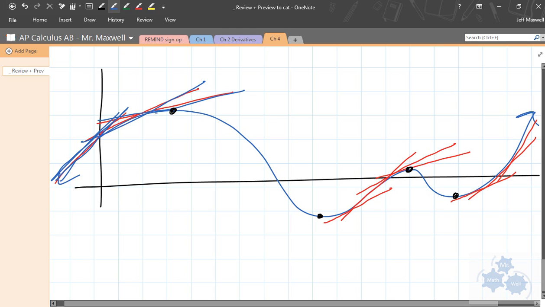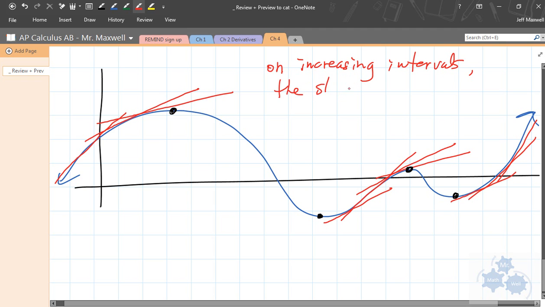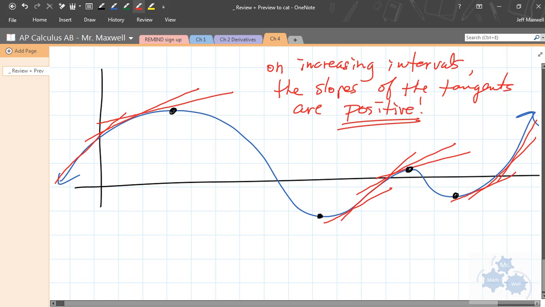But what you said second, and I heard somebody else say it, is absolutely correct. What you should notice is that all of these slopes are positive. Okay? So on increasing intervals, the slopes of the tangents are positive. It's tricky to see in my diagram here because they're all running into each other. But they're all positive. From left to right, they're going uphill, right?